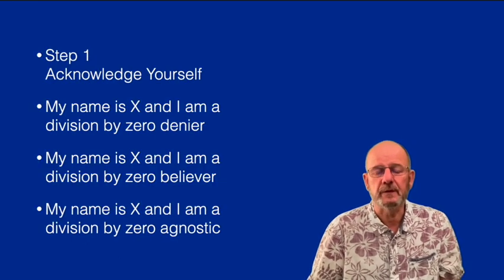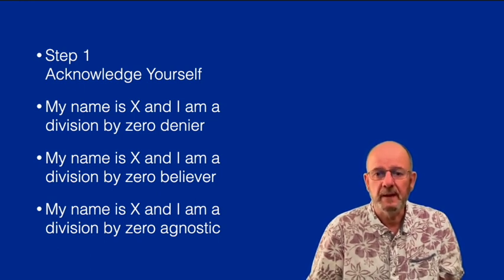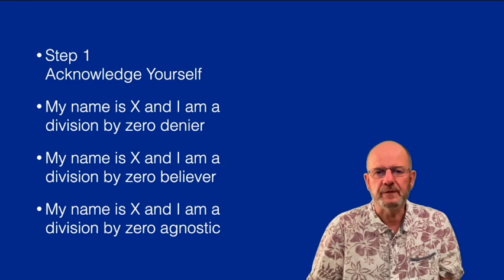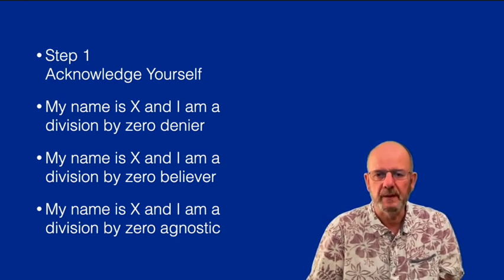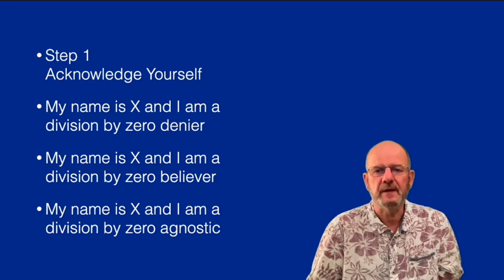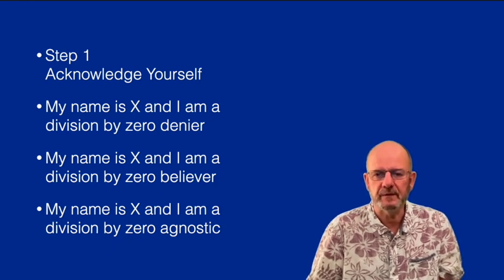Step 1. Acknowledge yourself. My name is X and I am a division by zero denier. If that's you, say it. It's not me. My name is James and I'm a division by zero believer. If you don't know whether division by zero is possible or impossible, you're an agnostic. Say it. My name is X and I am a division by zero agnostic.